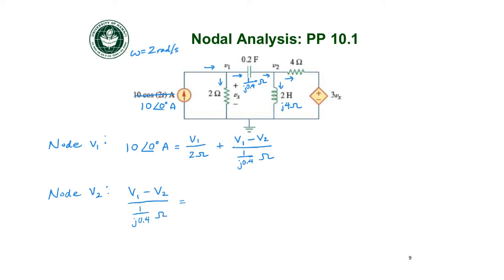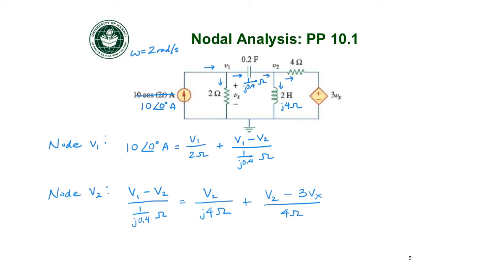And that's going to be equal to the current leaving node V2. The current leaving node V2 through the inductor is going to be V2 over the inductor impedance. And then the current leaving node V2 through the 4 ohm resistor: the voltage drop across the 4 ohm resistor is V2 minus 3Vx, and I divide by that resistance of 4 ohms.